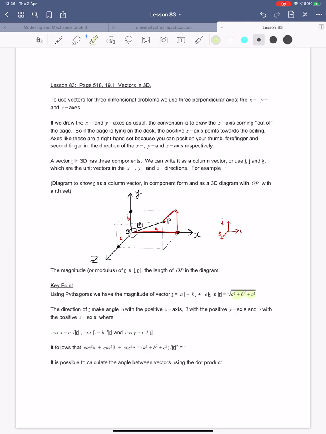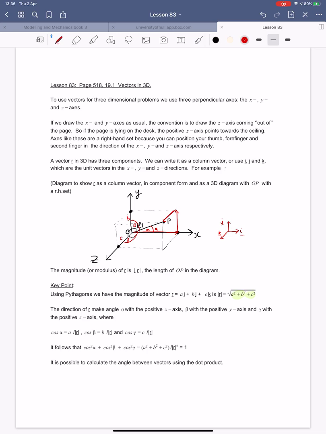The direction of R makes angle alpha with the positive x-axis. Let's think about this. Beta with the positive y-axis. And gamma with the positive z-axis. It's quite hard to draw this in. That's the angle alpha there. Beta is there. And gamma is that one there. It's a bit hard to draw this in 3D.